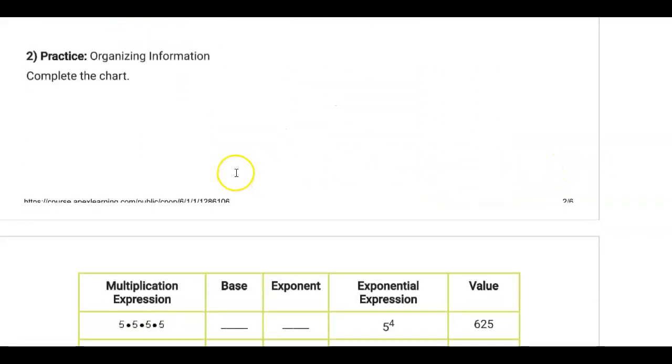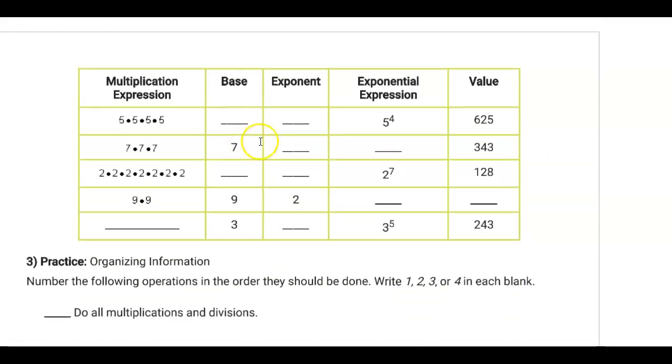Okay, so if we had to look at this chart here using exponents, right away here I'm multiplying 5 times 5 times 5 times 5. So if I had to write what the base would be, what am I multiplying by itself? 5. What's my exponent going to be? 4. And how would I write this as an exponential expression? My base of 5 to the 4th power.